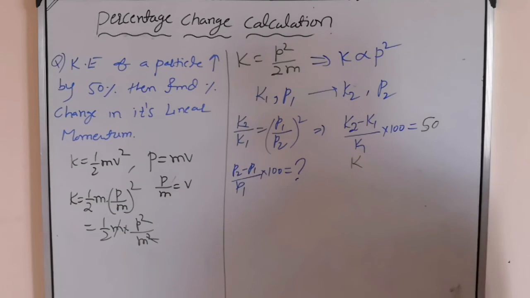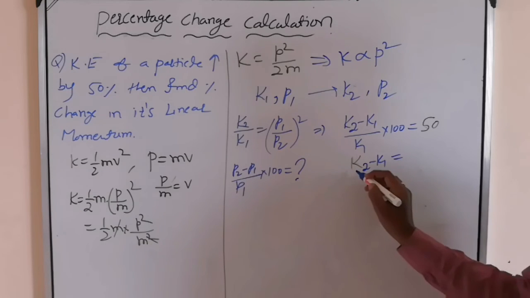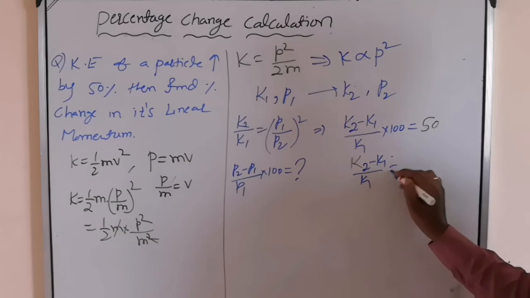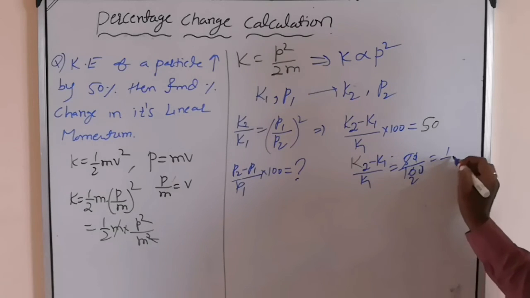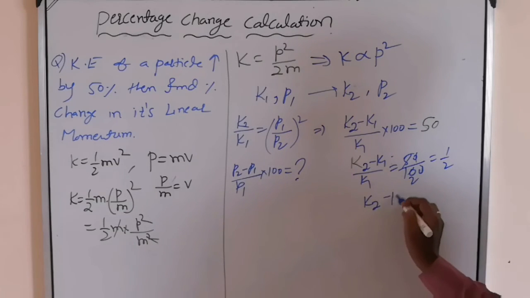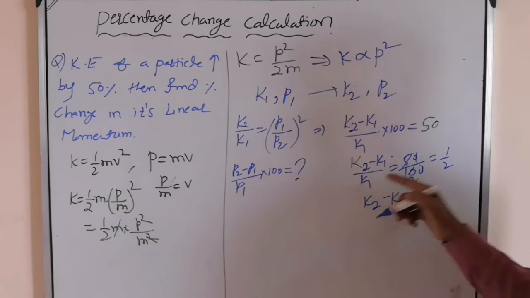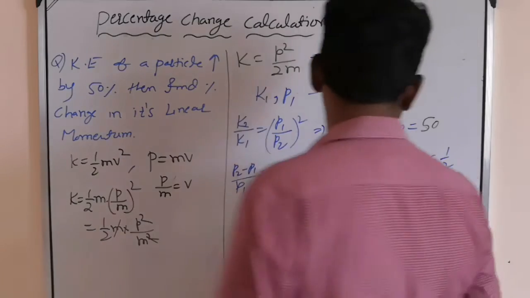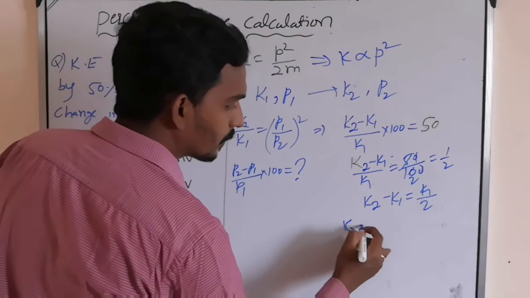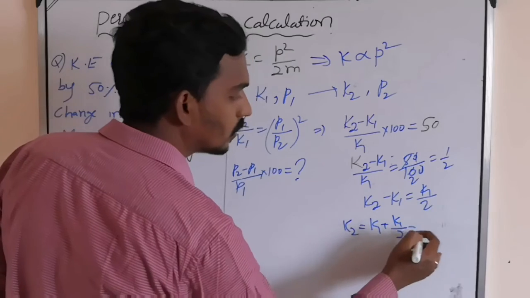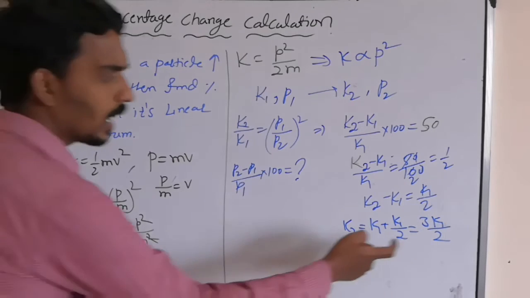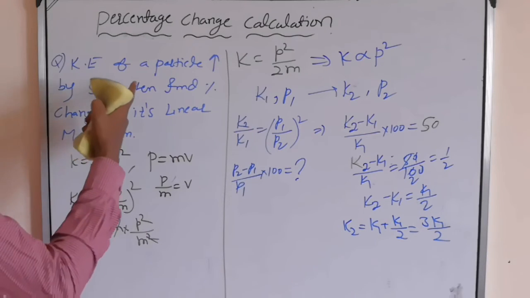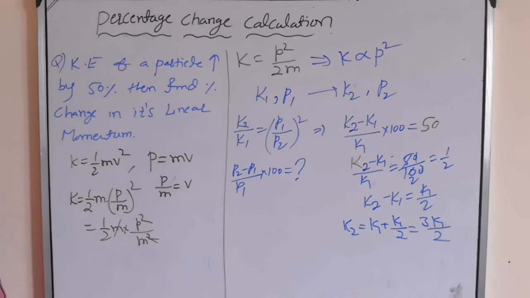Now K2 minus K1 equal to 50 by 100. The 100 you bring this side. Then 5 2s are 1 by 2. So K2 minus K1 equal to K1 by 2. K1 you bring this side, so K2 equal to K1 plus K1 by 2, which is 3K1 by 2. So according to the given data, you found the initial and final values of kinetic energy.